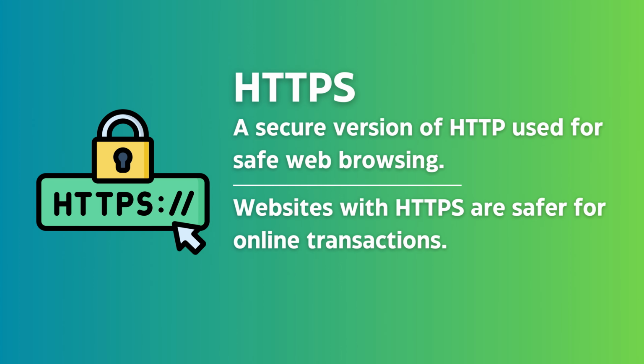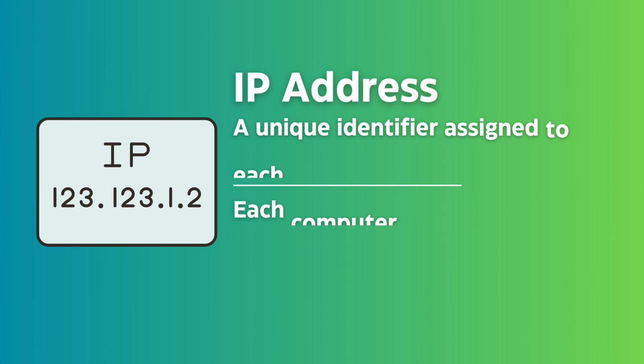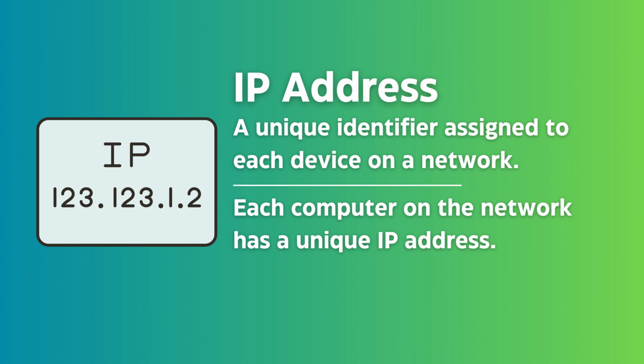HTTPS: a secure version of HTTP used for safe web browsing. Websites with HTTPS are safer for online transactions. IP address: a unique identifier assigned to each device on a network. Each computer on the network has a unique IP address.